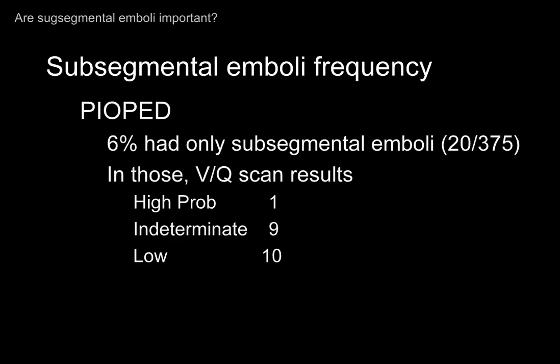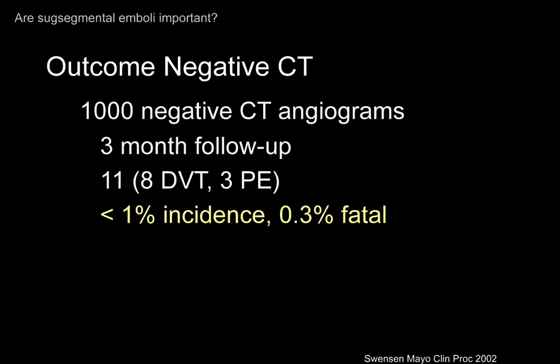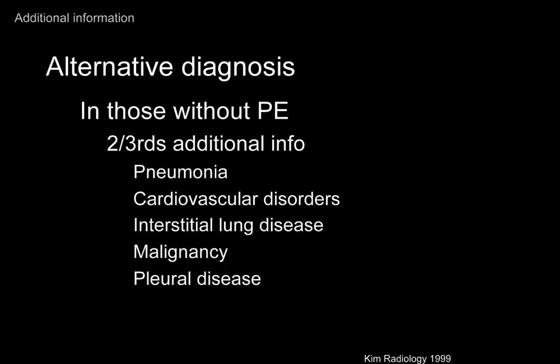Subsegmental emboli are not a common manifestation of an embolic episode. In the PIOPED study, only 6% of the patients had isolated subsegmental emboli. Note that if subsegmental emboli are important, VQ scanning remains a poor testing modality. Remember, there is not a reliable test for subsegmental clots. Similar to pulmonary angiography, the outcome of patients with negative CT pulmonary angiography is good.